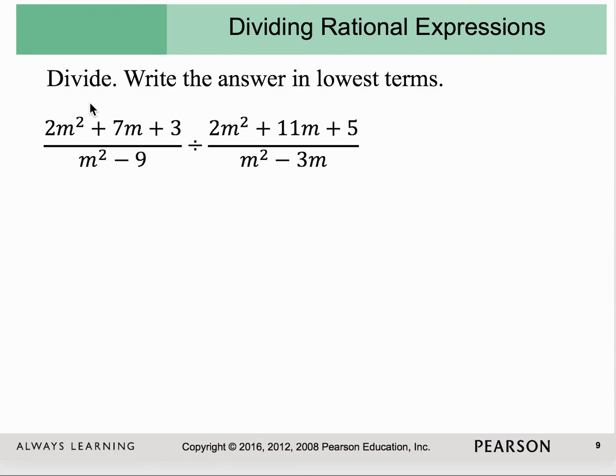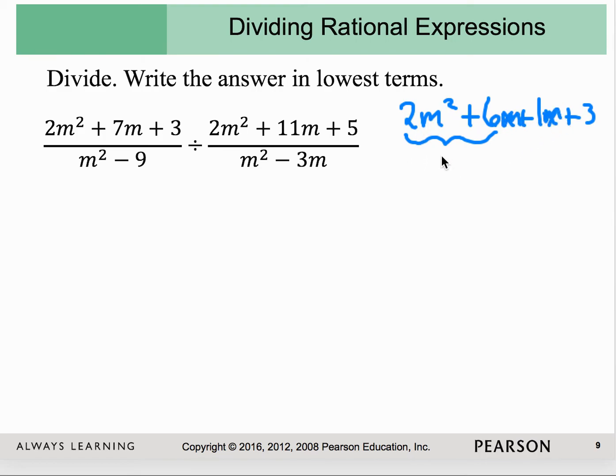But remember, if my leading coefficient is not a 1, I can't just write my factors there. I've got to do that factoring by grouping. So I need two numbers that multiply to give 6 and add to give 7. That is 6 and 1. Now I can factor by grouping. Factor it.